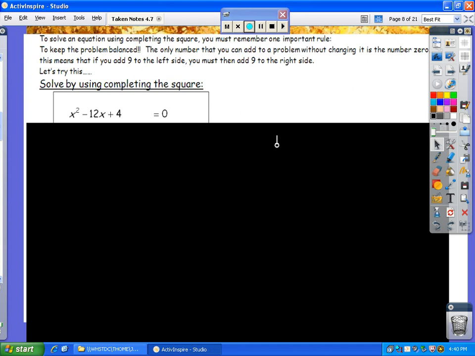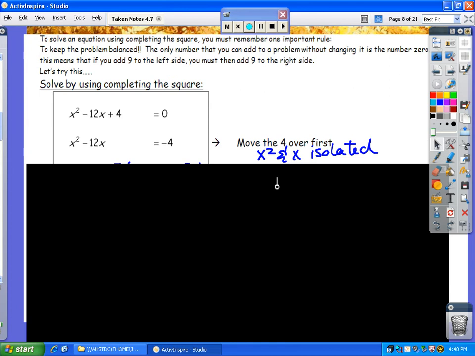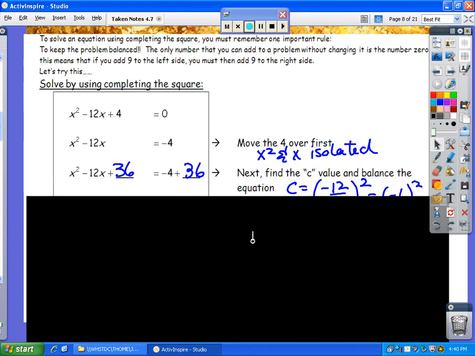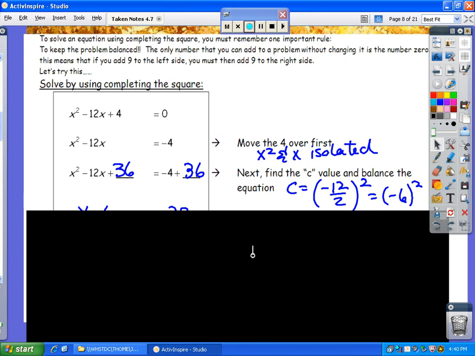All right, back to our problem. The first thing we want to do is isolate those x terms. So we want to move the 4. So that's always step 1. Get the x terms by itself. Now we're going to complete the square. So we need to find c. So c is half of -12 squared, which is -6 squared, which is 36. Notice I've added 36 to both sides. We have to keep the equation balanced.